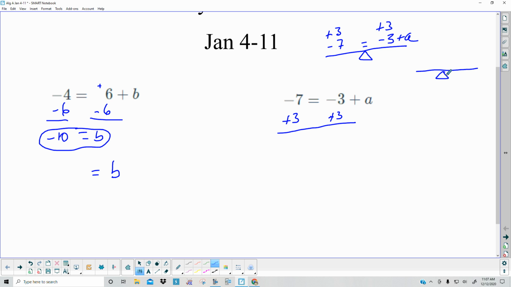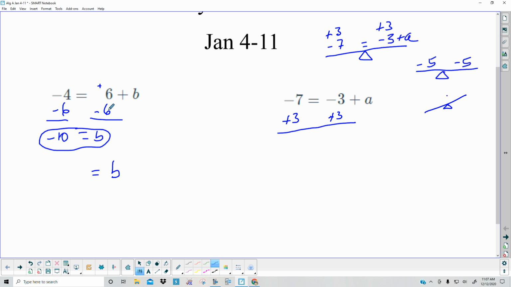I know you guys at some point in your life have played on a teeter-totter, okay? If they're balanced, if I add something to one side, I also have to add it to the other side to keep it balanced. Otherwise, it tips, okay? We don't want it to tip, we want it to stay balanced. If you were to subtract 5 from the left, you would also need to subtract 5 from the right to keep it balanced. Whatever you do to one side, you have to do the same thing to the other side.